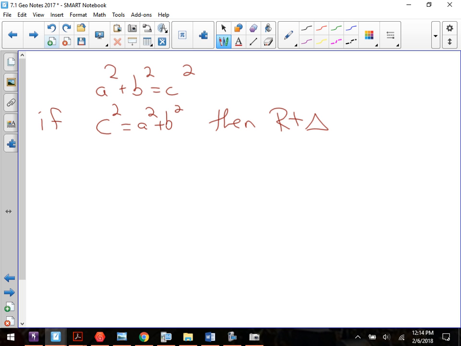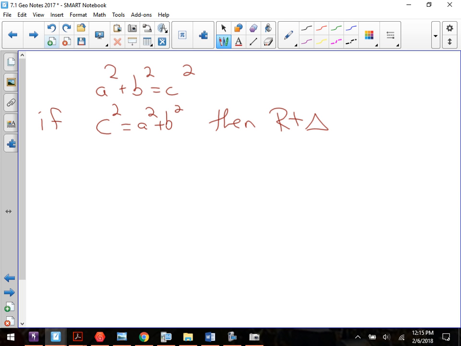Remember we did converse, inverse, contrapositive a long time ago? Converse was basically saying stuff backwards. So if a squared plus b squared equals c squared, then it's a right triangle. Saying that backwards is: if it's a right triangle, then a squared plus b squared equals c squared. That's how a lot of definitions in really all of math go. They work forwards and backwards, which gives you what's called a biconditional statement. It works going both ways.